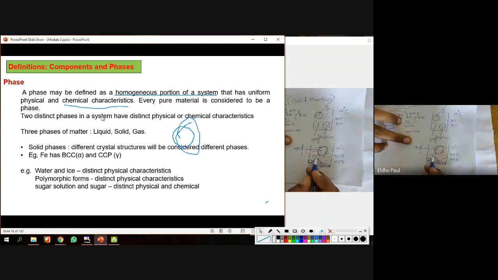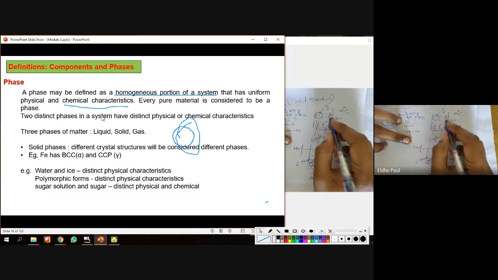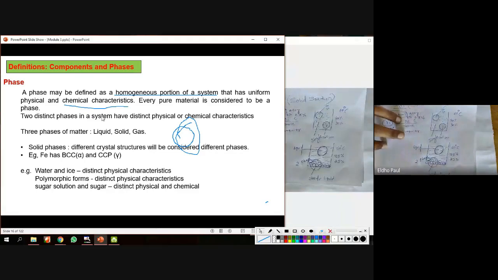So we can say this is not in a single phase. Here we can see two phases. So this is a single phase material, or solid solution, but here this is a two-phase solution.